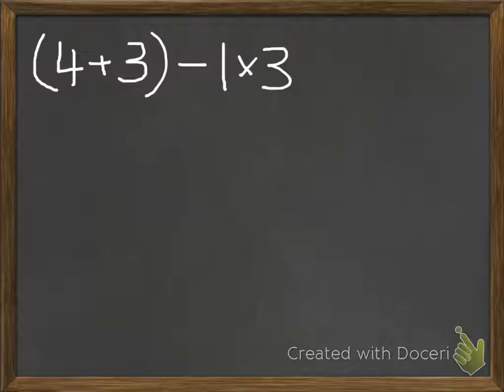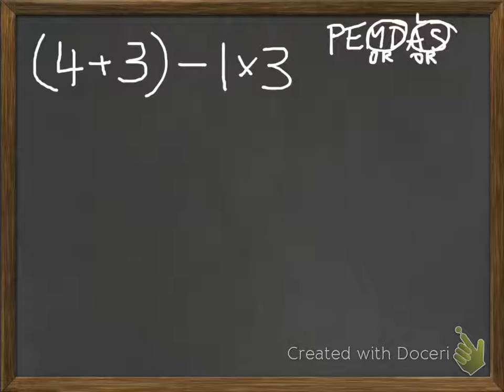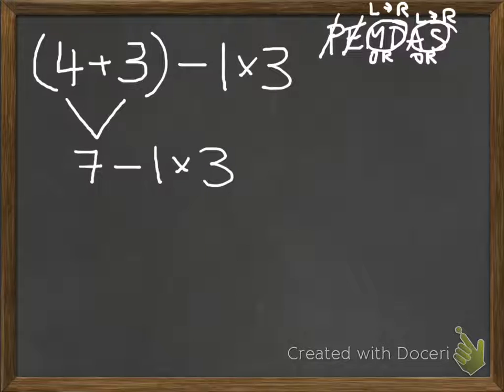Let's look at the following problem. 4 plus 3 in parentheses minus 1 times 3. The first thing that I'm going to do is write my PEMDAS. I do one step at a time. The PEMDAS tells me that I need to do what is in the parentheses first, which is 4 plus 3. 4 plus 3 is 7. Now I rewrite the expression.